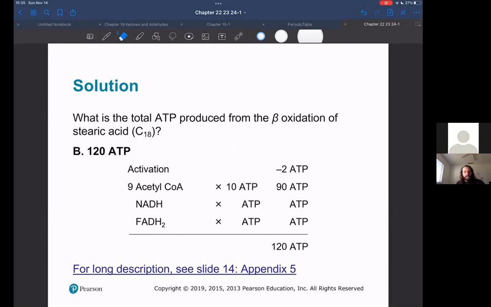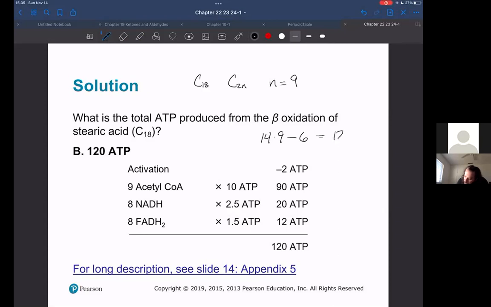How many NADHs am I going to get? That's that N-1, so that would be 8 times 2.5 ATP per NADH, giving me a total of 20. I would also get 8 FADH2, but I only get 1.5 ATP per FADH2, giving me a total of 12. So that would give me a total of 120 ATP. You could also say if C is 18, and I'm going to put it in this C equals 2N format, that means N equals 9. And you can see that if you did 14 times 9 minus 6, you would indeed get 120 as well.